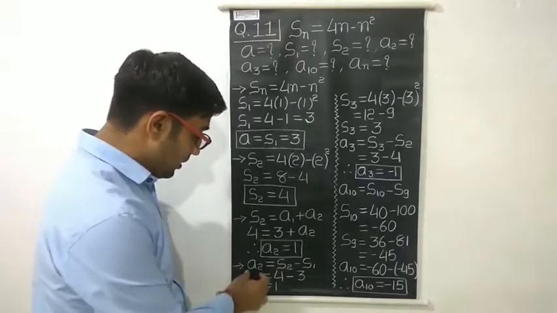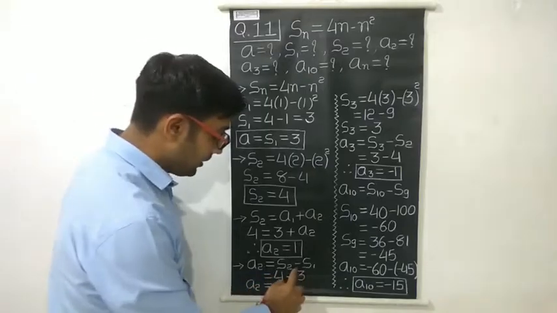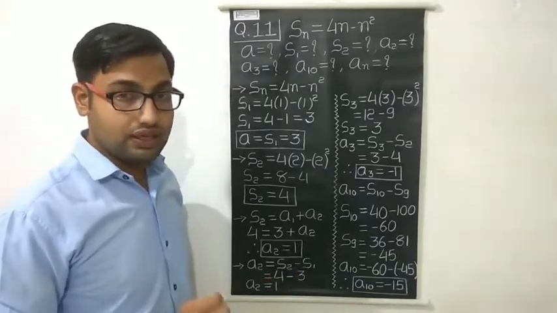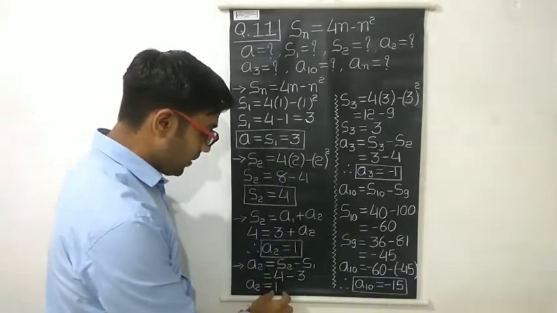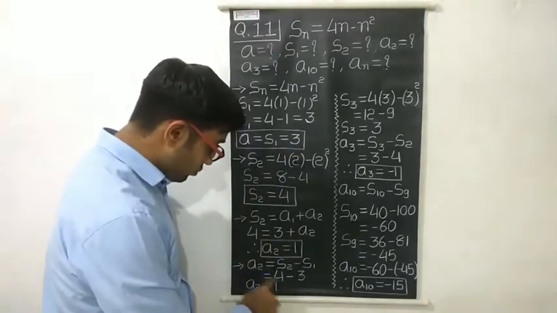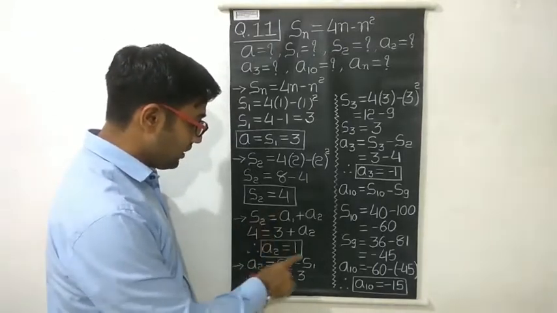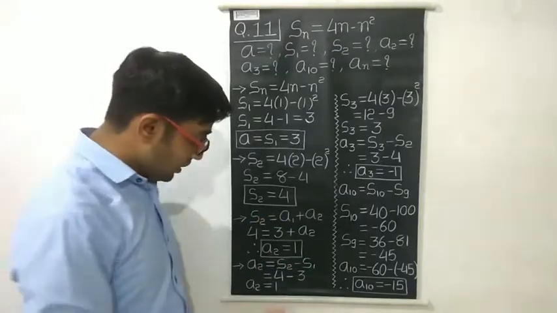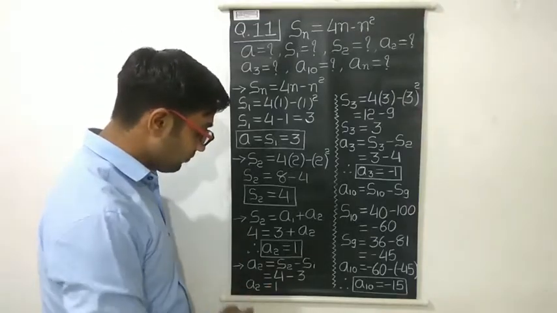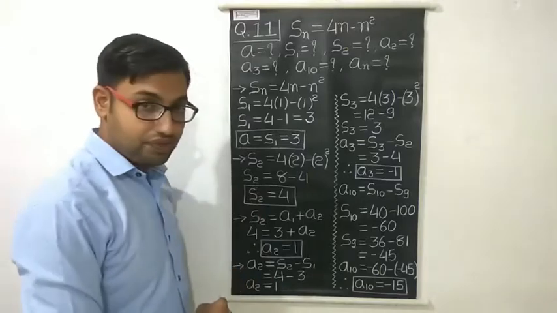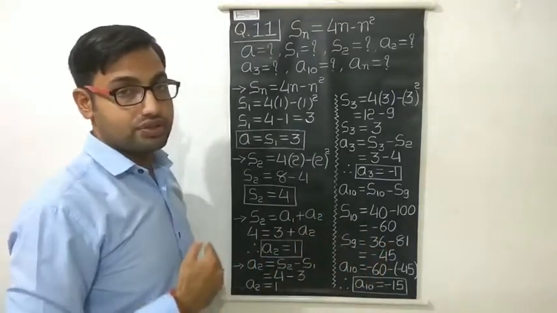And what is that way? A2 can also be written as the sum of the first two terms minus the sum of the first term. So what is S2? S2 is 4. What is S1? S1 is 3, and the subtraction of both is equal to 1. So in this way also we get the value of A2, the second term, that is equal to 1, the same value as before. So this is the new way to find the value of a term. And what is that way? If we want to find the value of the second term, we subtract the sum of the first term from the sum of the first two terms.